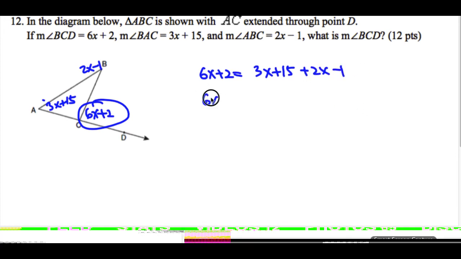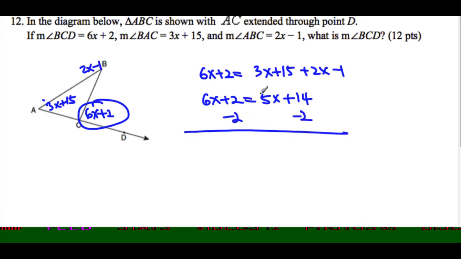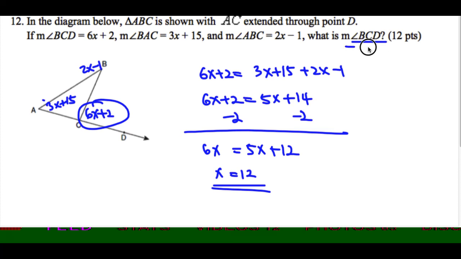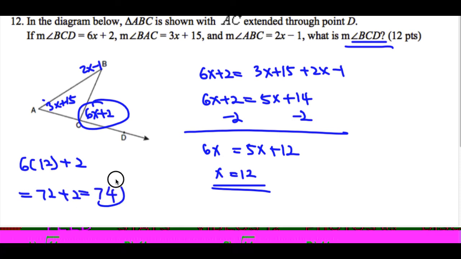Now when I combine them together, we get 6x plus 2, which is equal to 5x plus 14. By subtracting 2, we get 6x equals 5x plus 12. By subtracting 5x, then we get x equals 12. But don't forget, x is not necessarily the answer. What I'm looking for is angle BCD. So for BCD, I have to put 12 in place of x. So 6 times 12 plus 2. Then here we get 72 plus 2, which is equal to 74, becomes our final answer.